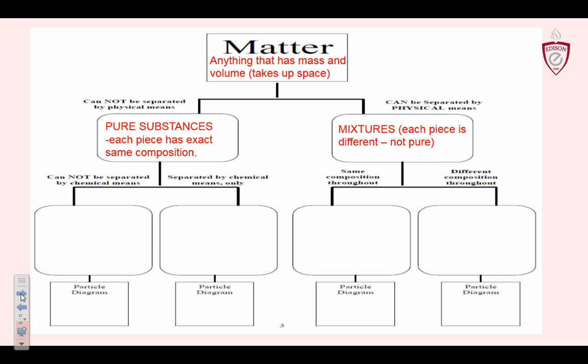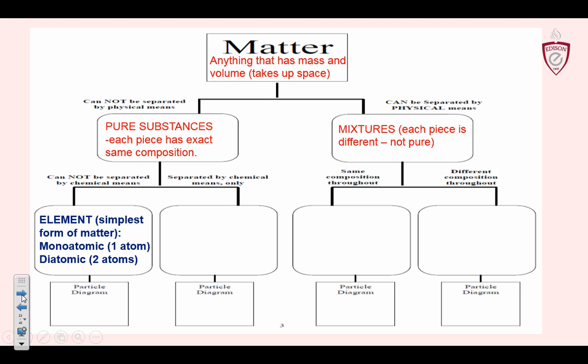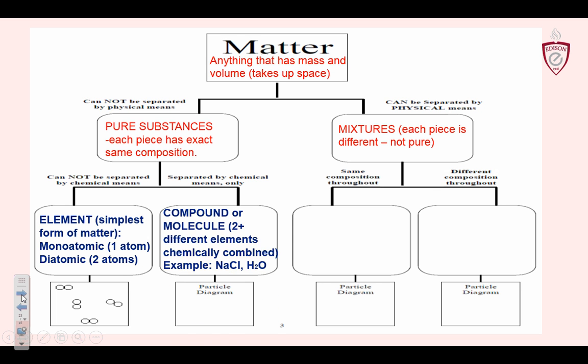All right. So if I'm going to go down under pure substances, it says it cannot be separated by chemical means. Well, that is the definition of an element. The simplest form of matter. We went over monoatomic and diatomic as far as the way elements are represented. If I was to draw a particle diagram, I would draw something like this. This is a diatomic element. I cannot separate it by chemical means. There's nothing chemical I can do to it. But there is a class of pure substances that can be separated by chemical means, and that's compounds and molecules. Because there are different atoms in there, I can actually chemically break some of them apart.